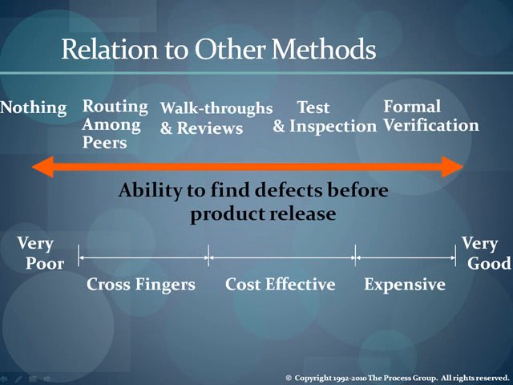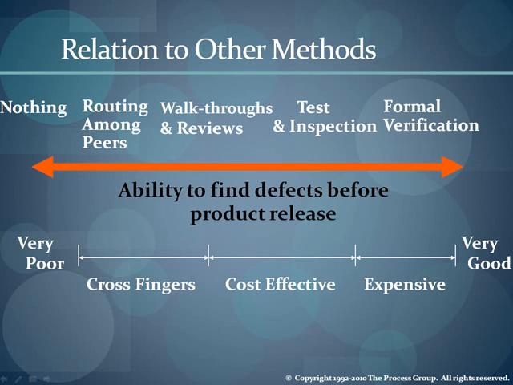So how does it compare to other methods in its ability to find mistakes? Well, here's a qualitative definition first. We have some data and numbers coming out later on. But on the left-hand side, nothing. People just don't do anything to find defects, and obviously very poor. The second one, routing among peers. So the team writes some code or a design, they send it as an attachment to their colleagues, and they may or may not have time to look at it, and they give some level of feedback. But you really have no idea what time they spent, how thorough it was, and even if they understood what you had given them. So very poor at being able to find defects.